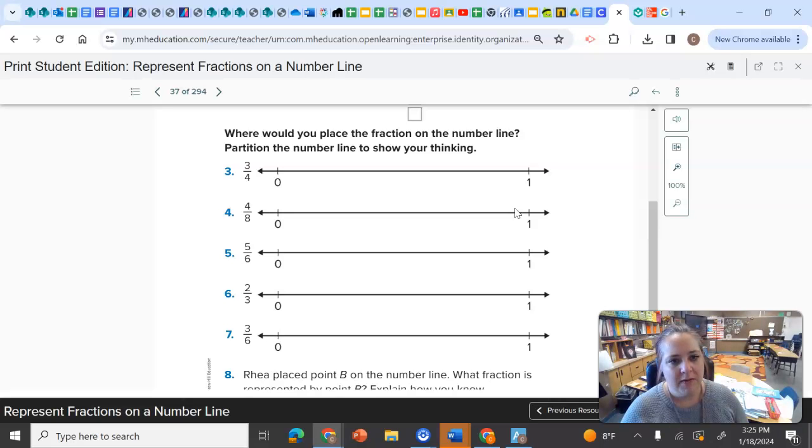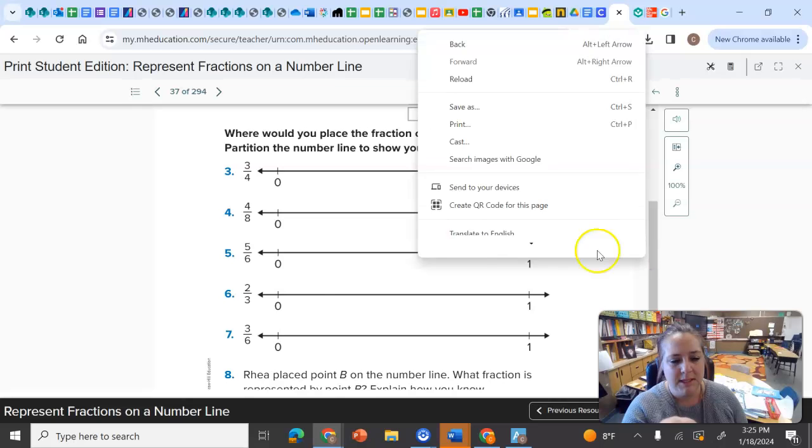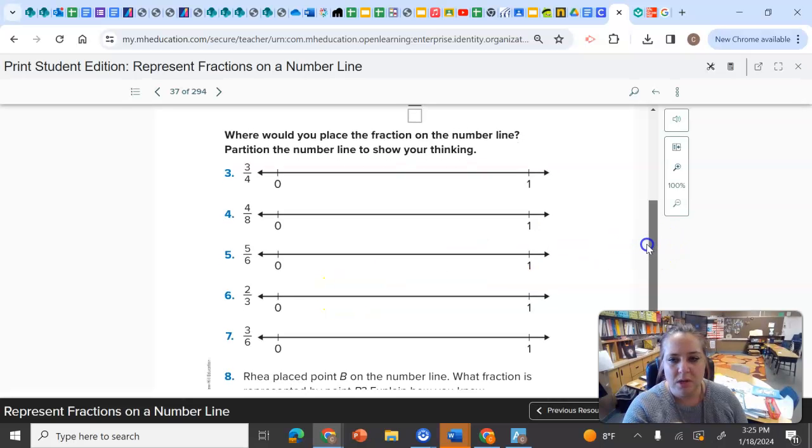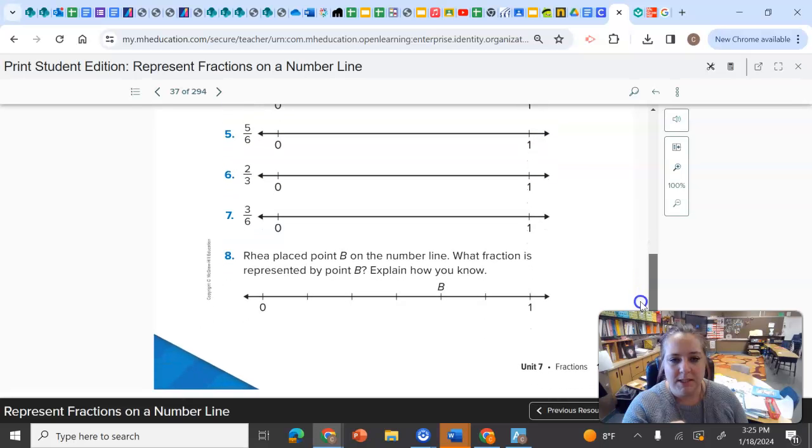Number 5, 5/6. Place it on the number line after you partition the number line into sixths. Number 6, partition the number line into thirds and then place 2/3 on the number line. Number 7 is 3/6. So partition the number line into sixths and then find where 3/6 would be.